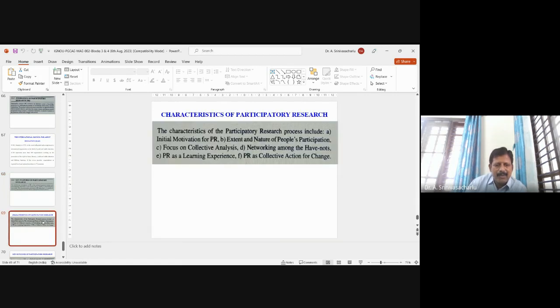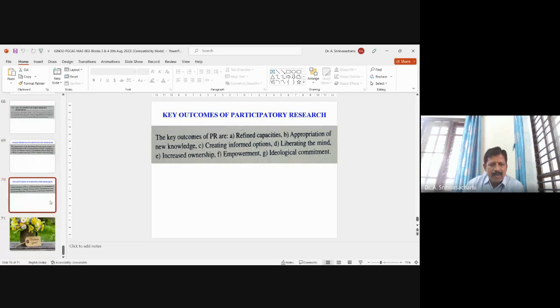Participatory research. So, characteristics I have put: more focusing on learners, slightly different from regularized research. Looking more into the thought process, skills, experiences of the learners. Key outcomes: you can refine the capacities, give new knowledge, create informed options, liberate the mind, increase ownership, empowerment, ideological commitment.